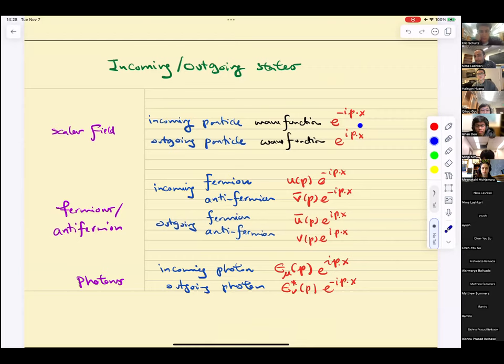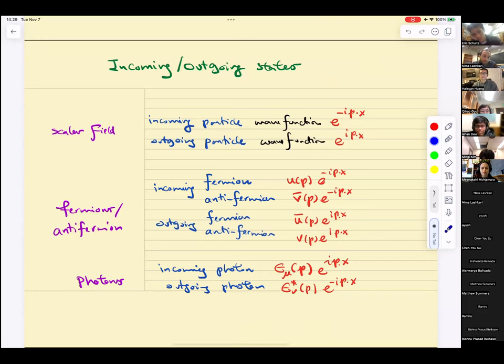Do I need to say anything extra? You guys recall? This has to be on shell, right? Because it's a free theory. But I basically arrange for that by keeping in mind that when I write my integrals, I'm going to put the Lorentz invariant measure, or I'm going to put the proper propagator in there.